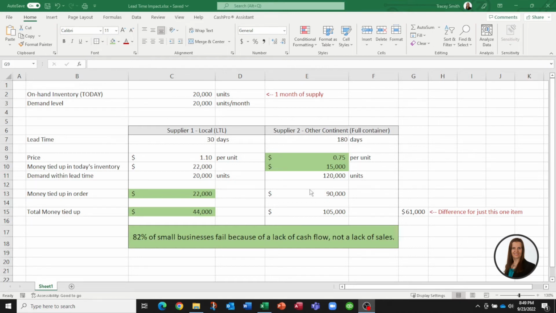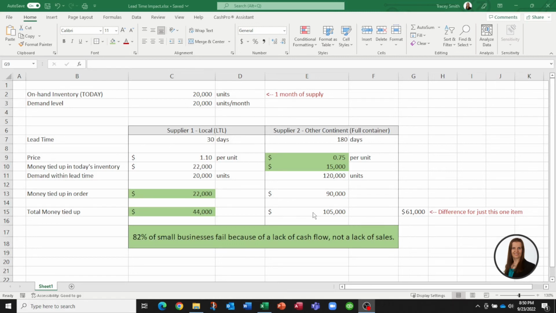Now for the other supplier, because I have to order 120,000 units, I have to tie up about $90,000 in that order that I do. Now I don't order as often, but when I do, I'm tying up $90,000. And I have to have a peak on-hand inventory number that is 6 times as high as if I was ordering from supplier 1. That means that the total money that I have tied up is the $15,000 plus $90,000, a total of $105,000. So we can see a pretty substantial difference in just this one example. So the difference in how much money is tied up at any given time is about $61,000.